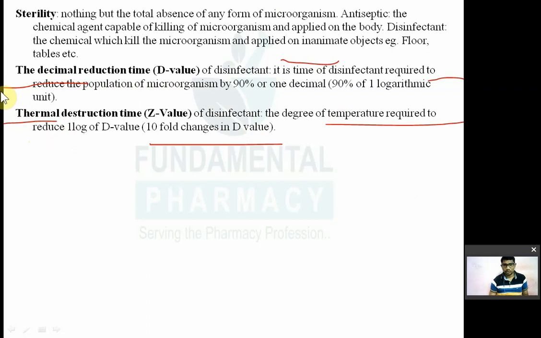Okay, thermal destruction time means the temperature required to make a 10 fold change in the D value. Okay, question इसके ऊपर आ चुका है.